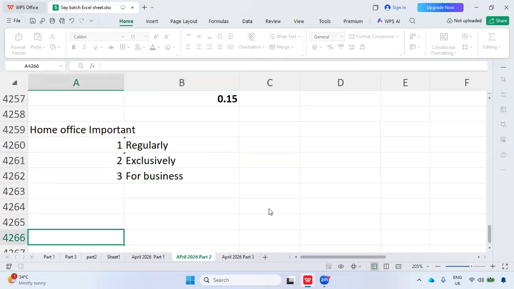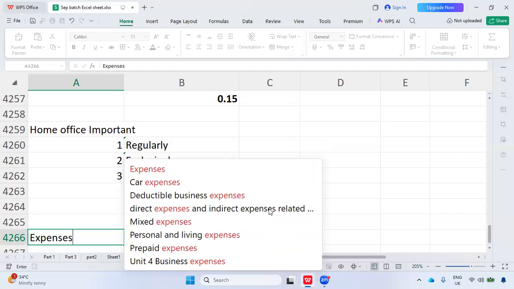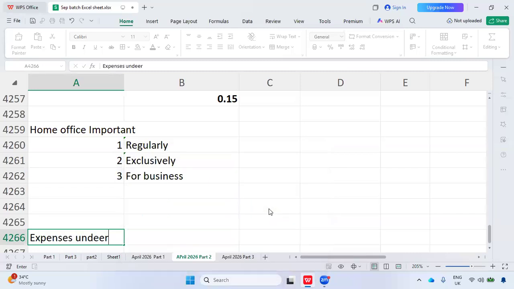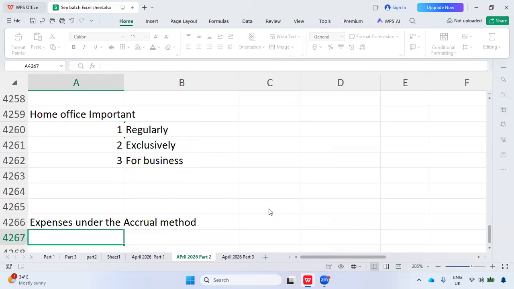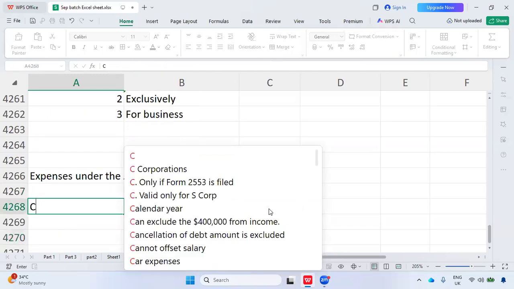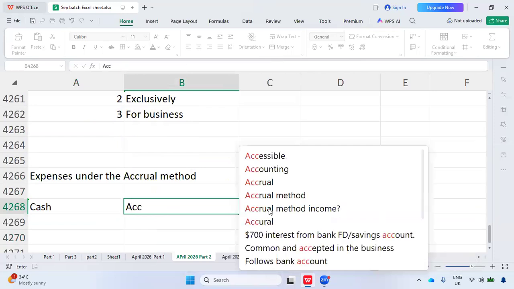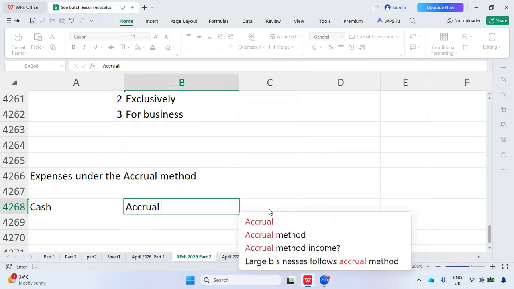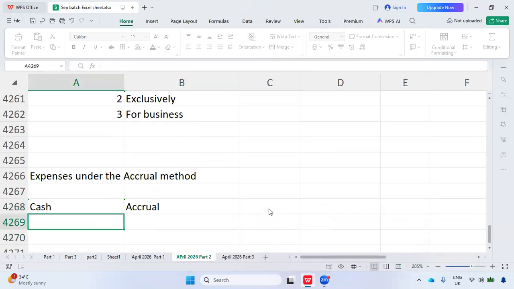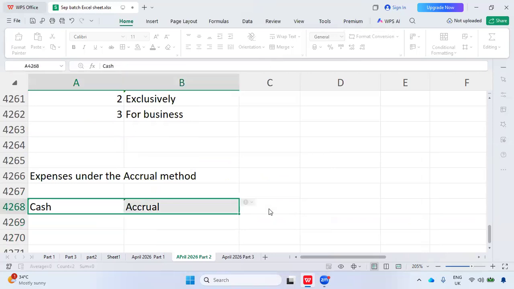Yes. And also expenses under the accrual method. So we know there are two types of methods. First method, which is cash method, and another one, accrual method, right? So what is cash method? In case of cash method, it is when we actually pay. So this is based on the payment.